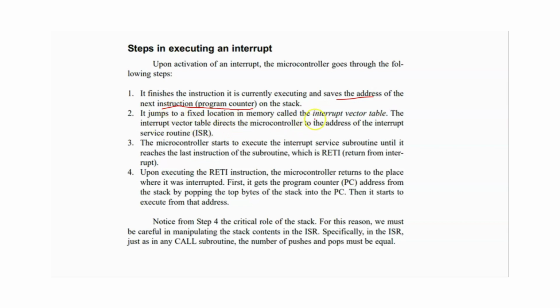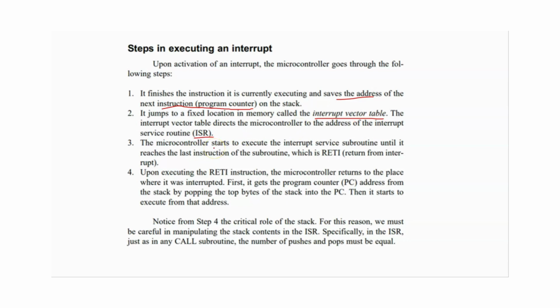Step 2 is that it jumps to the interrupt vector table. The interrupt vector table contains the information about all the interrupt service routines, that is, where each ISR will be residing in the memory. So the controller goes to the interrupt vector table. From there, it takes the information about the particular ISR location.